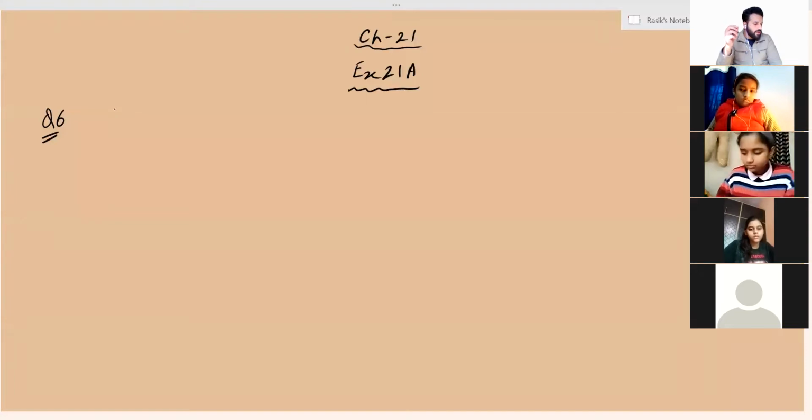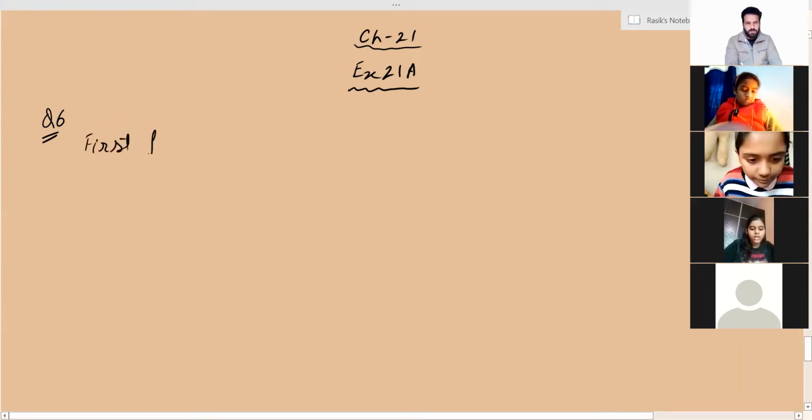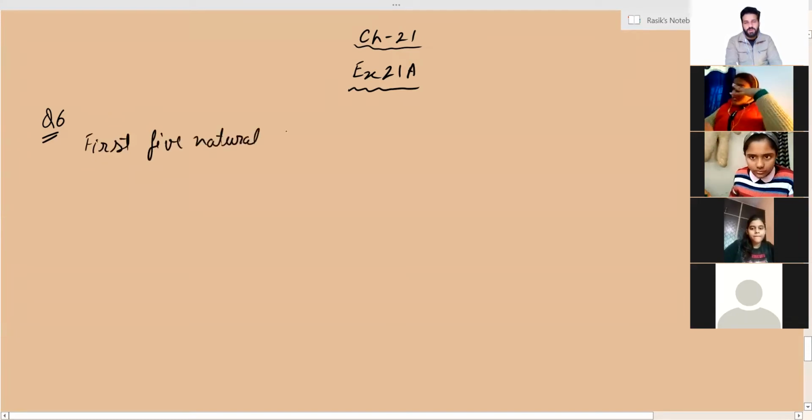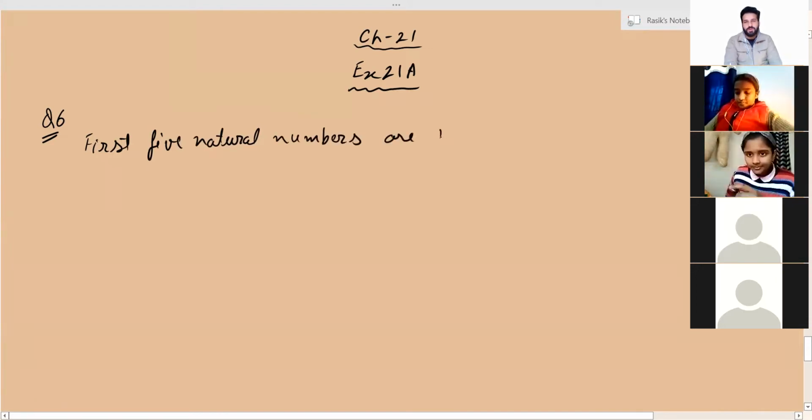So find the mean of first 5 natural numbers. What are the first 5 natural numbers? 1, 2, 3, 4, 5. First 5 natural numbers are like counting numbers. Very good. 1, 2, 3, 4, and 5. These are the first 5 natural numbers, the counting numbers.